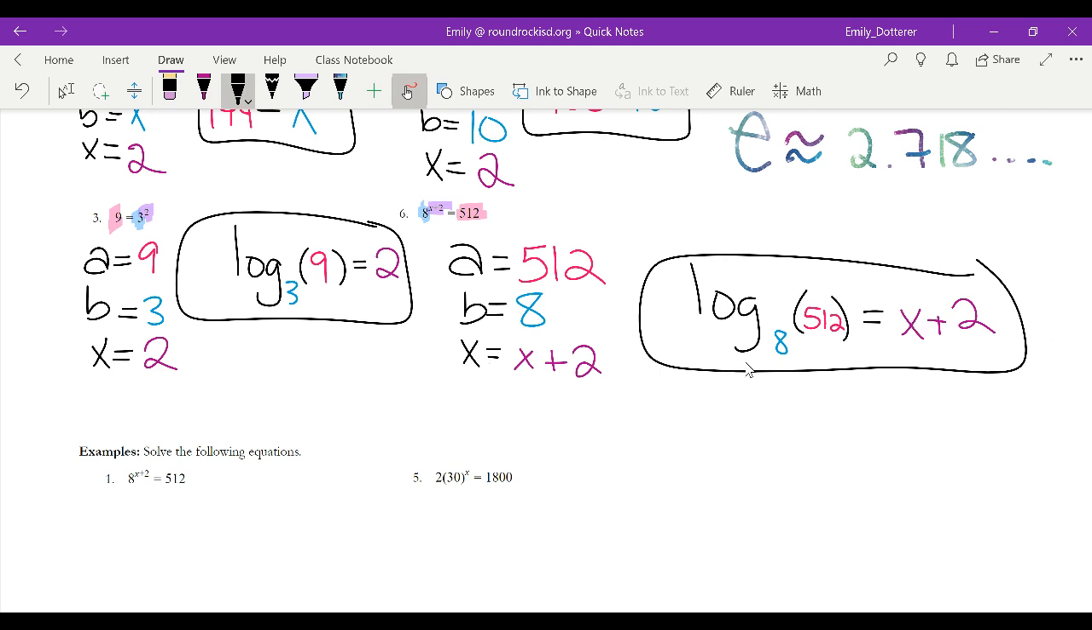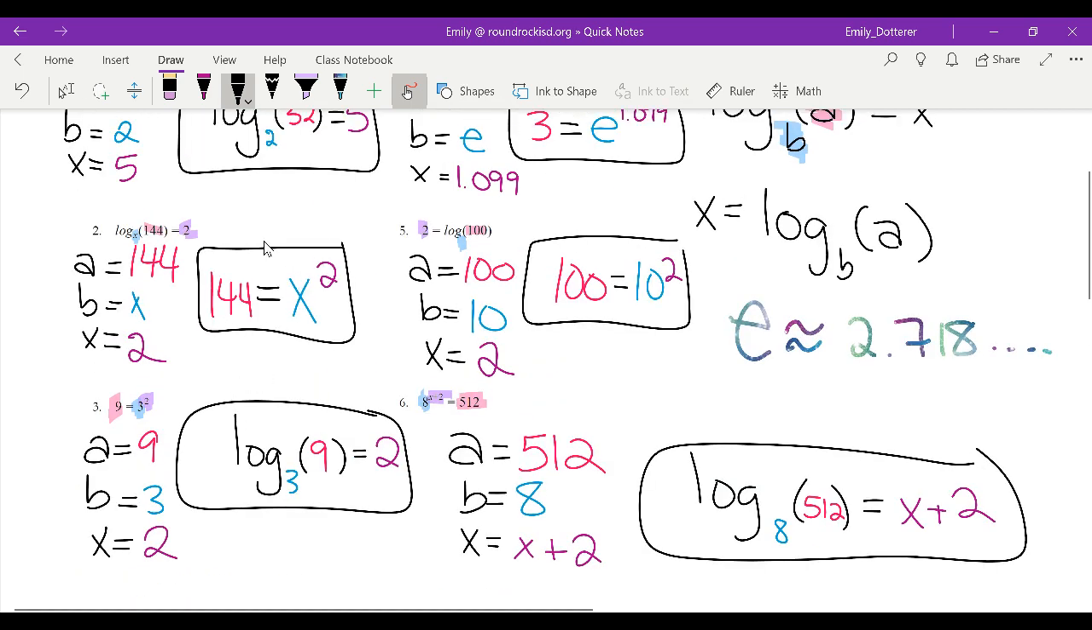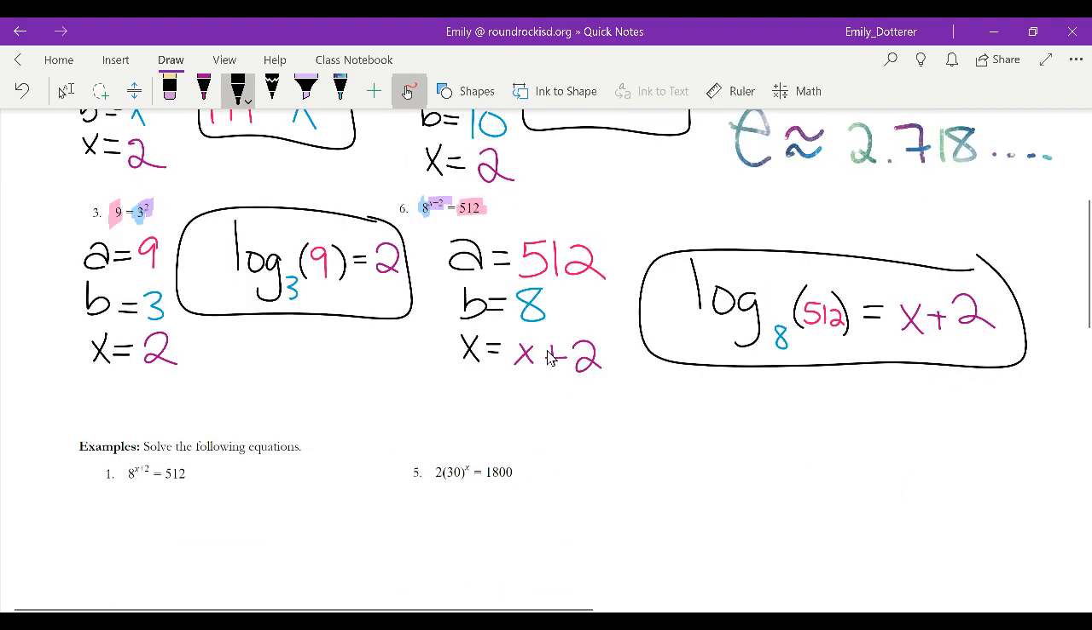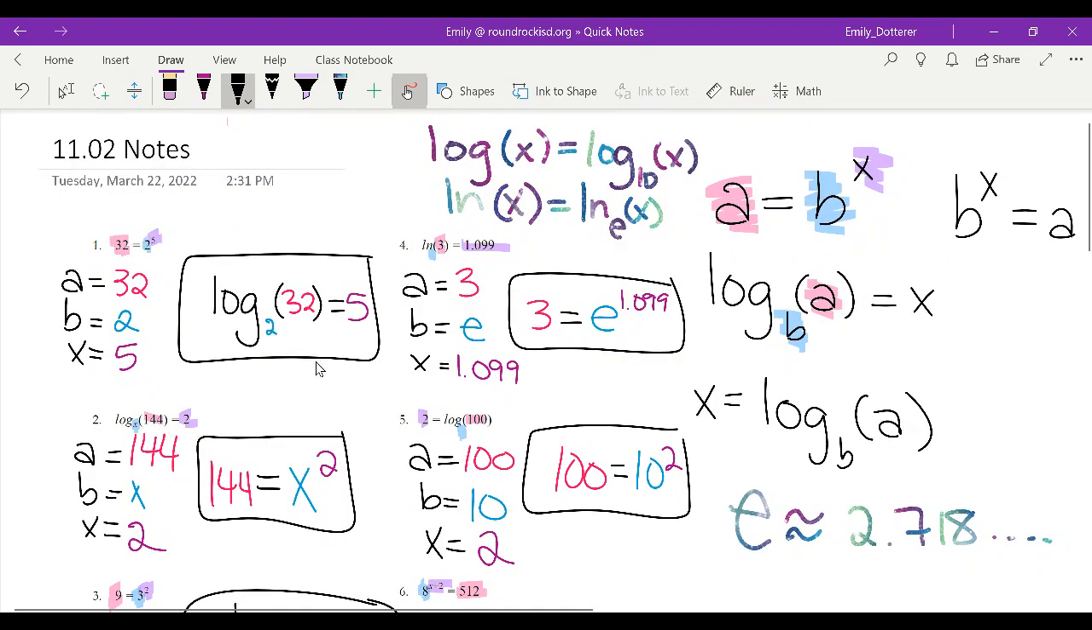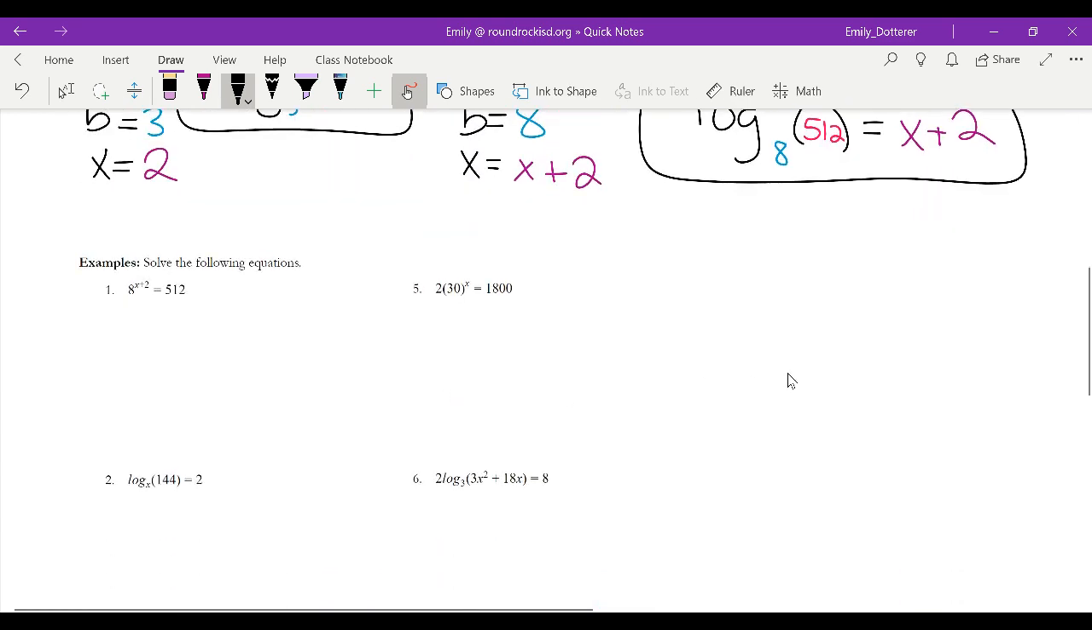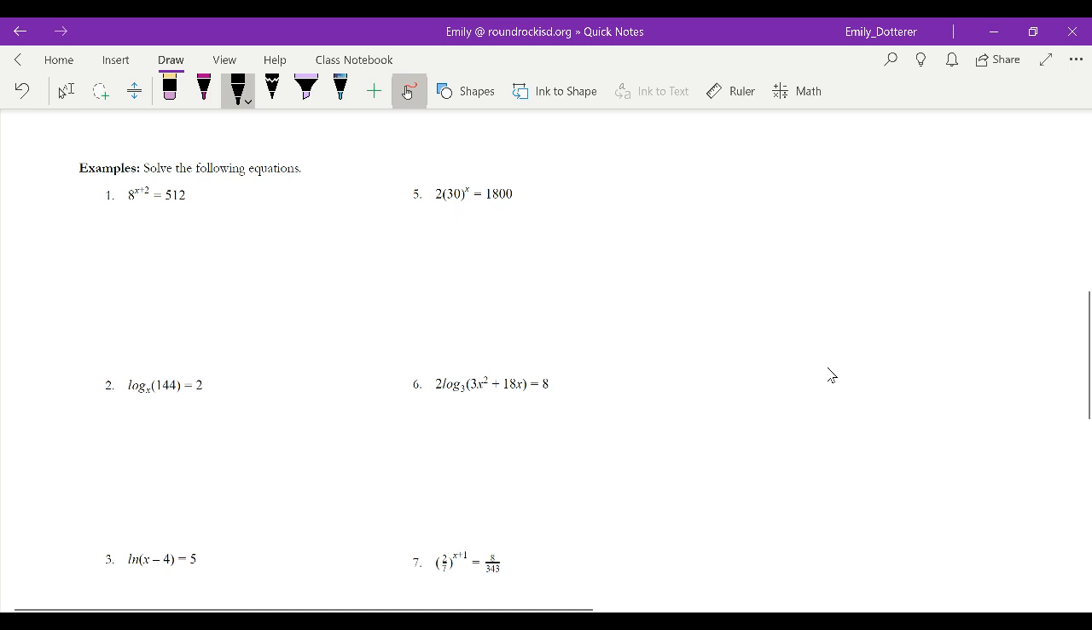Now we could have solved a couple of these, like we could have solved this one or this one, but all that we were asked to do was convert. So if you see the word convert, like convert the expression, then all you're doing is conversion. When you're solving, it's going to have the word solve there.